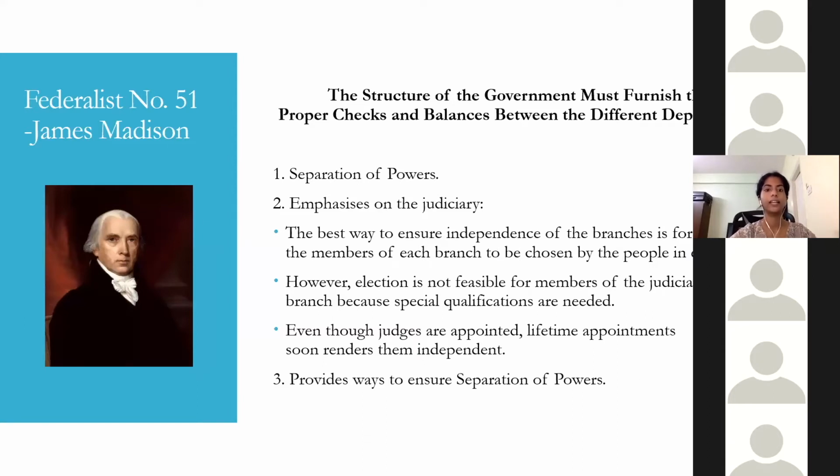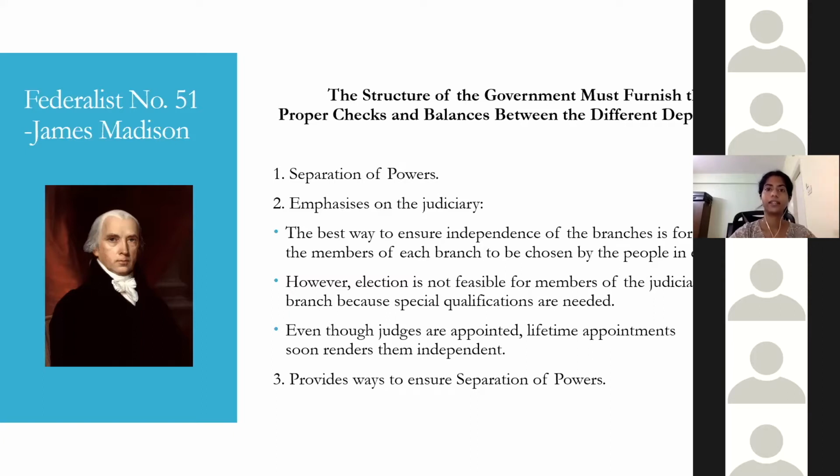Thank you, Meenakshi. So Federalist 51 was the 51st paper of the Federalist Papers. As I said earlier, there were 85 of them. This one is titled, "The Structure of the Government Must Furnish the Proper Checks and Balances Between the Different Departments." This is written by James Madison. Madison addresses means by which appropriate checks and balances can be created in a government, and it also advocates a separation of powers within the national government.